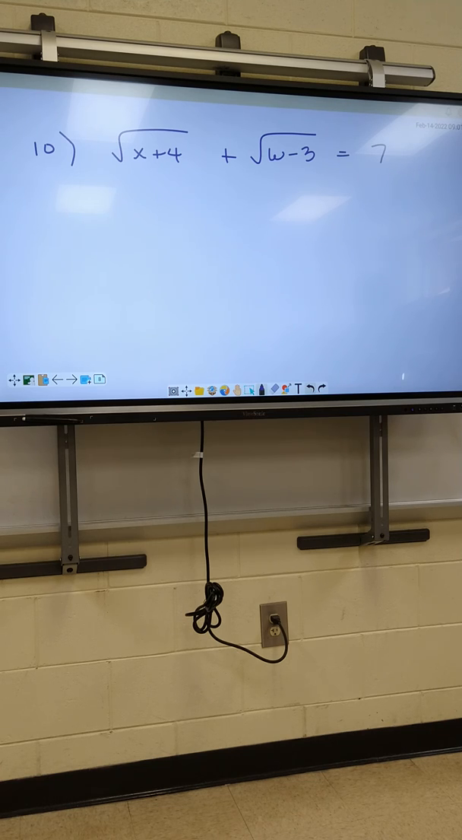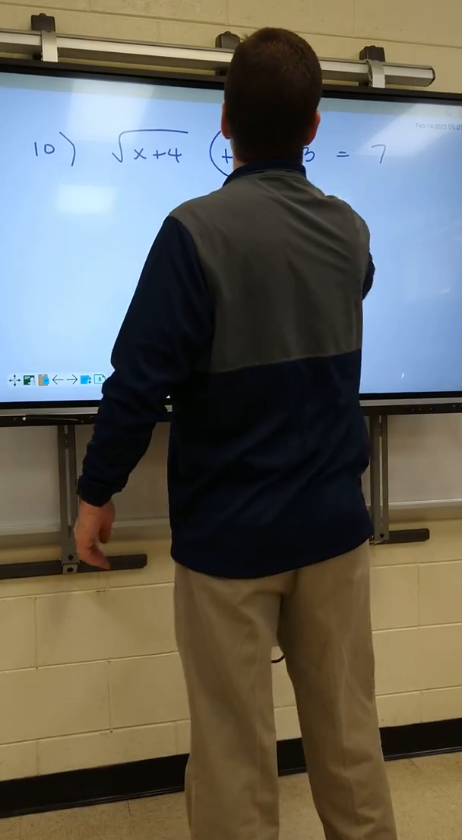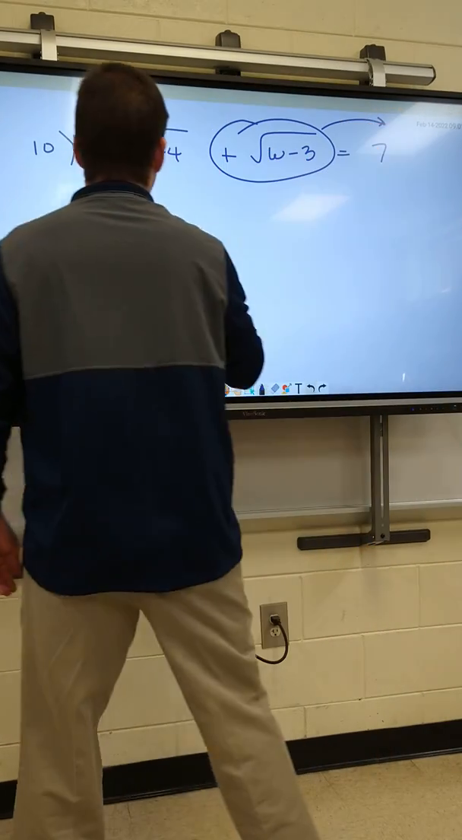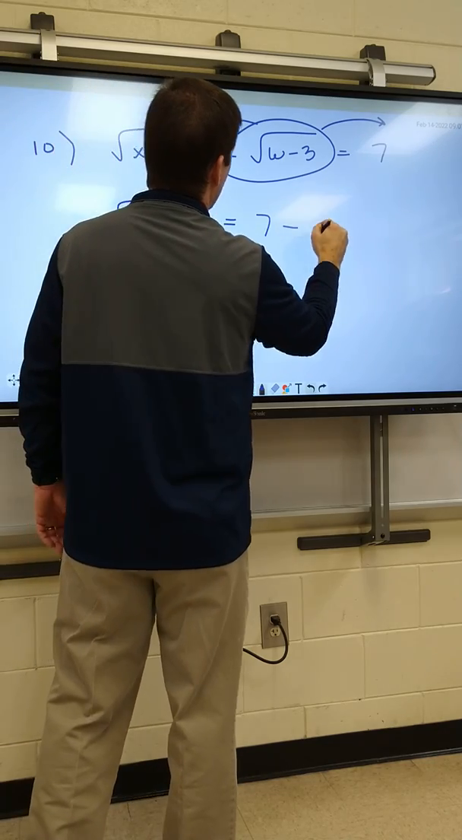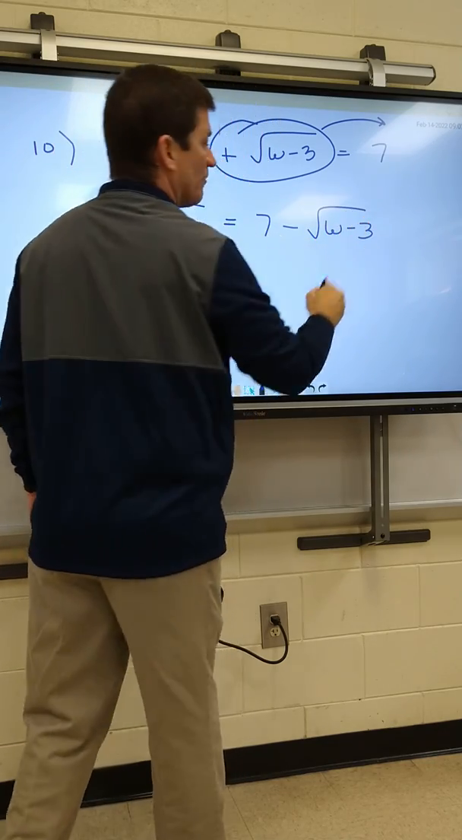Now look at number 6. When you have two square roots in a problem, one needs to be on the left side of the equal sign, one needs to be on the right side, just like it was in number 6. So we got to move one of them over. I'm going to move it over here, okay? So it's going to be the square root of x plus 4 equals 7 minus the square root of w minus 3.